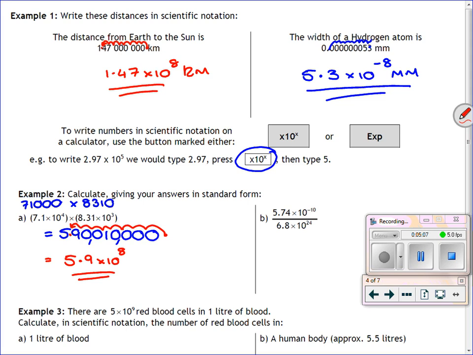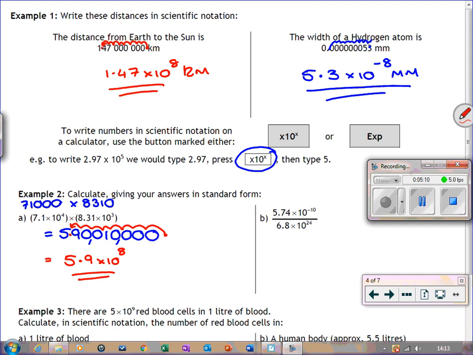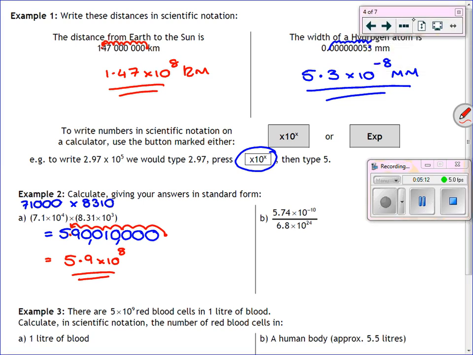Example 2D, it's saying 5.74 times 10 to the power minus 10 over 6.8 times 10 to the power of 24. That means divide by 6.8 times 10 to the power of 24. Now when I type this in, please make sure that you press the negative button and not the subtract button. The negative button has got a bracket around it.